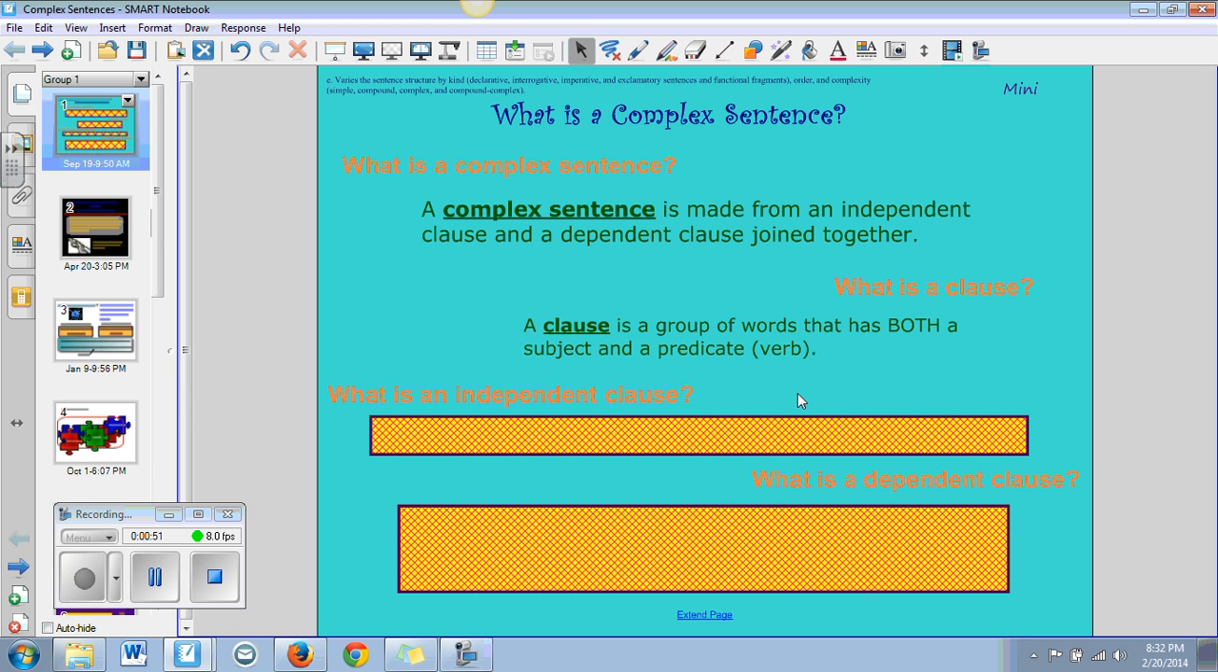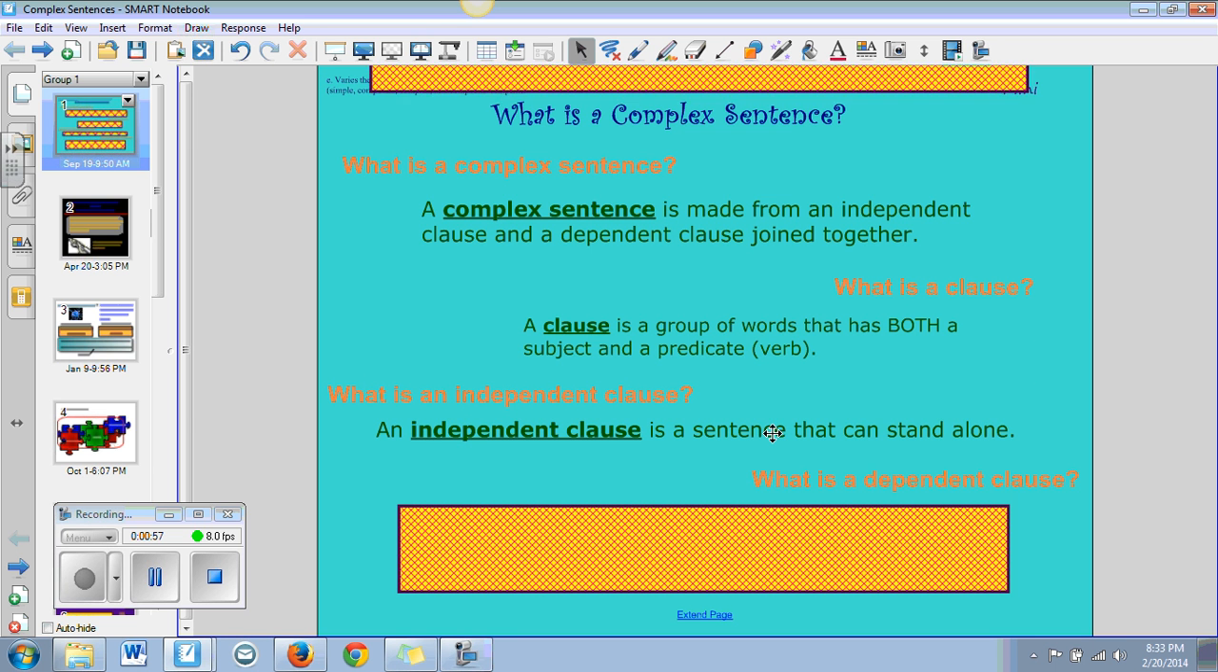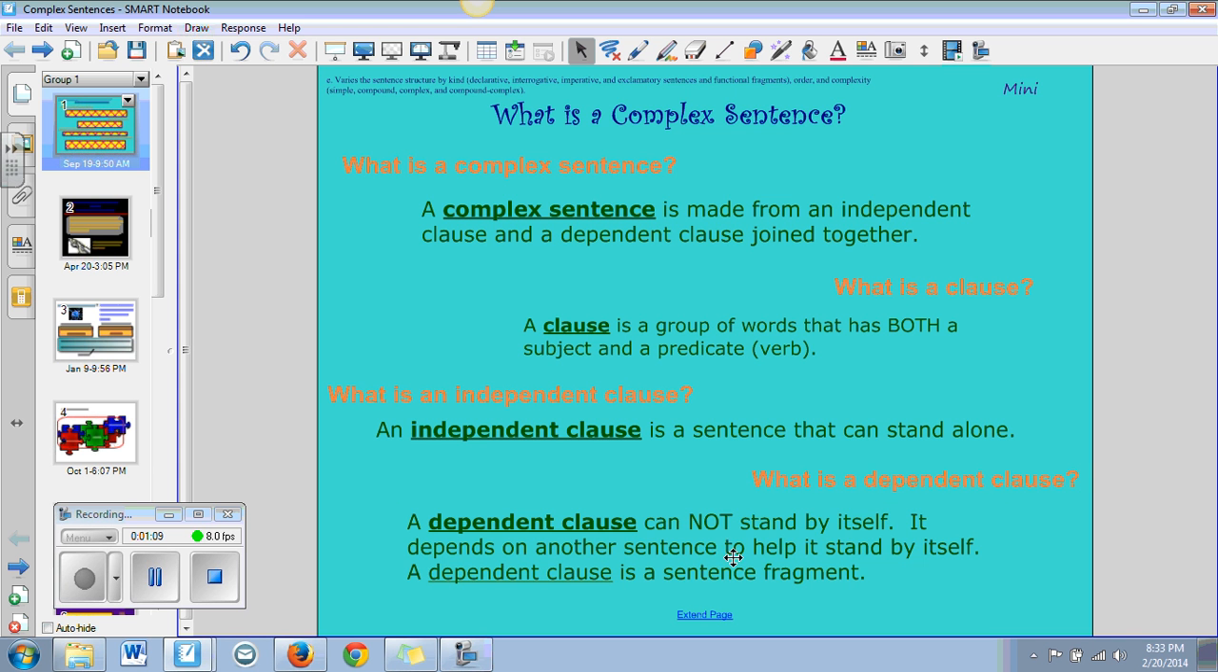So now let's look specifically at the independent clause. We know that if something is independent, it can stand alone. So the independent clause is a clause that can stand by itself. On the other hand, we know that if something's dependent, it means that it depends on something else. So therefore, our dependent clause cannot stand alone. It depends on the independent clause to help it in that sentence.